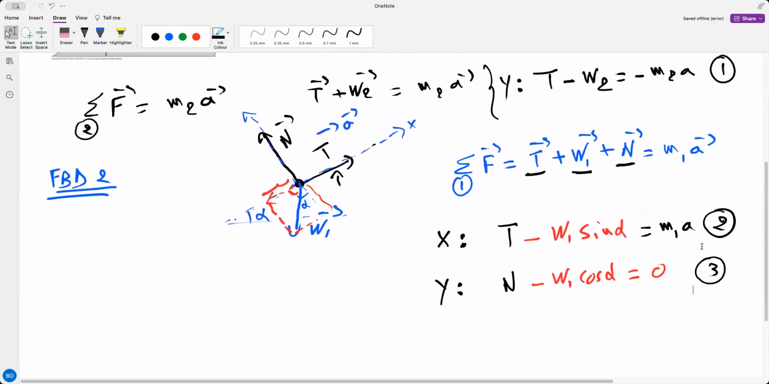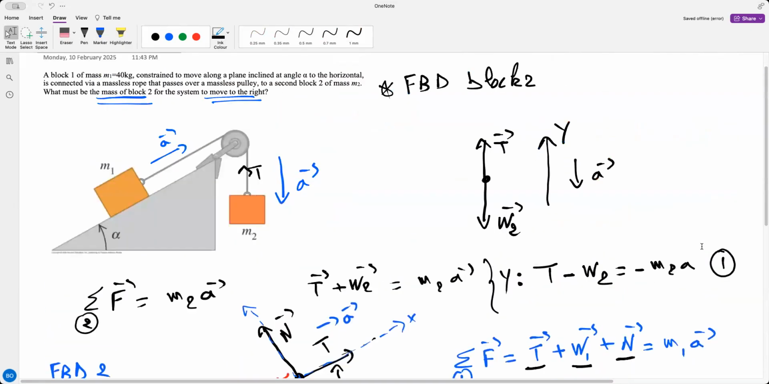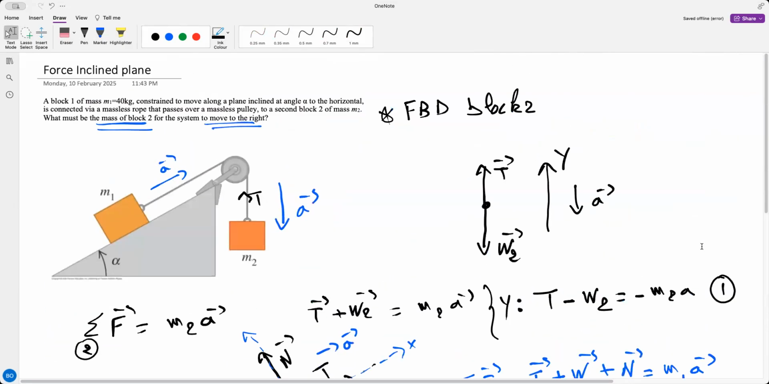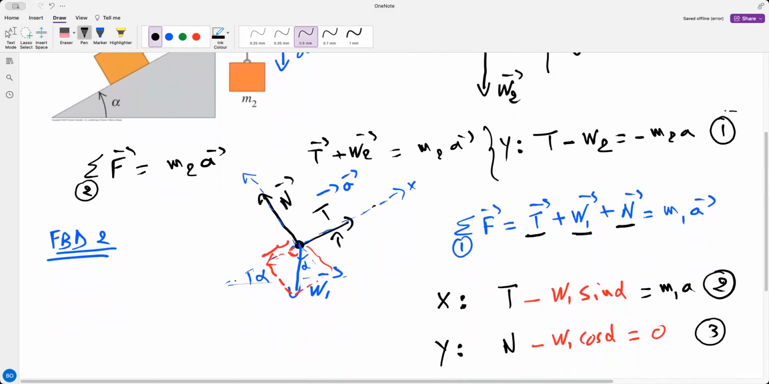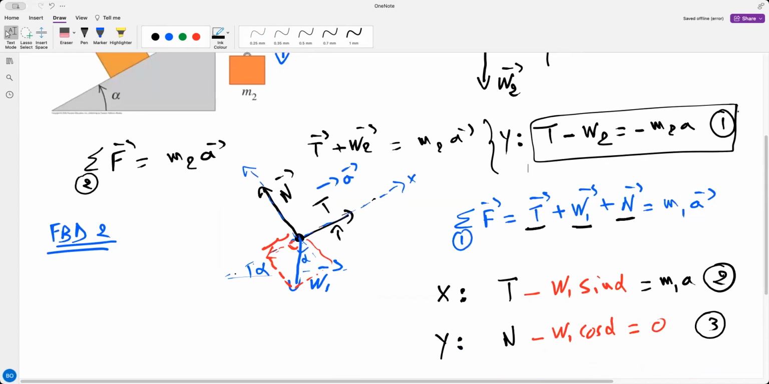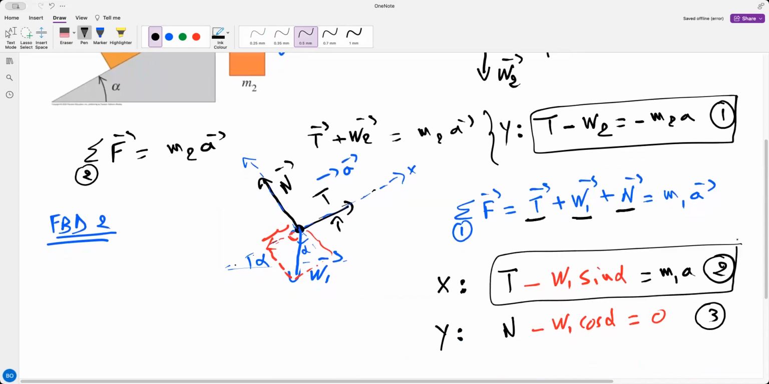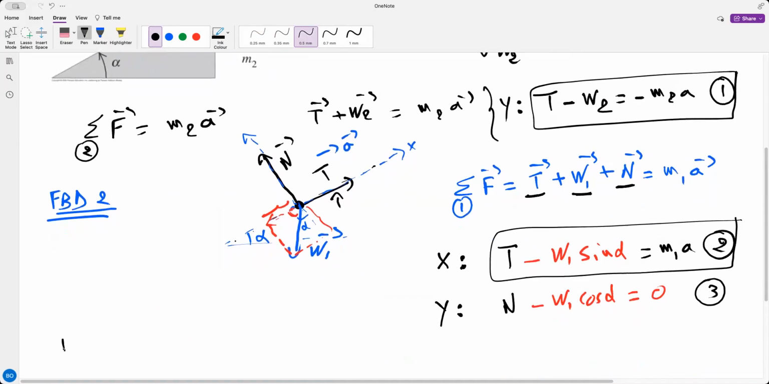What is the question now? The question is, what must be the mass m2 for the object to move to the right? We already assume the object moves to the right by choosing the acceleration to the right. So now we will take equation 1 and equation 2. We have no friction, so we will not use equation 3, and we will see what will happen. Obviously we don't know the tension, so equation 1 we can use to get the tension.